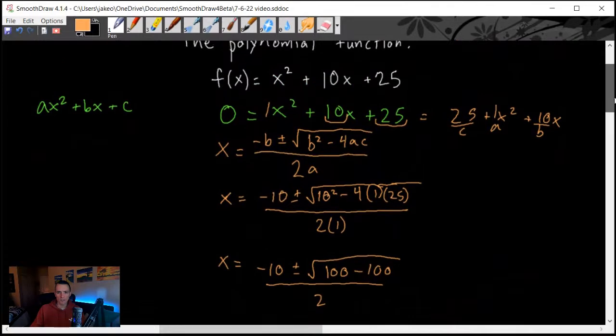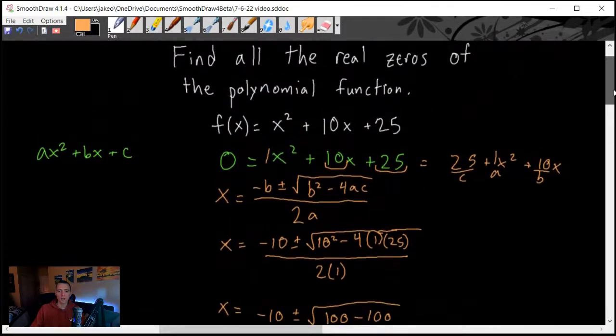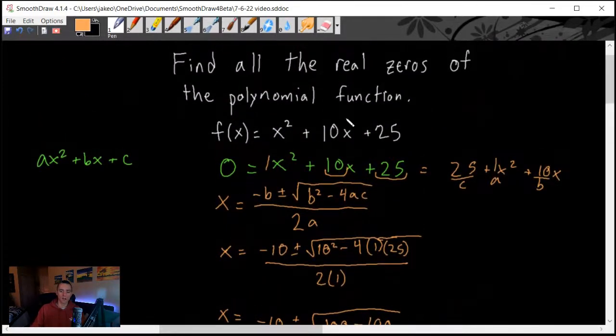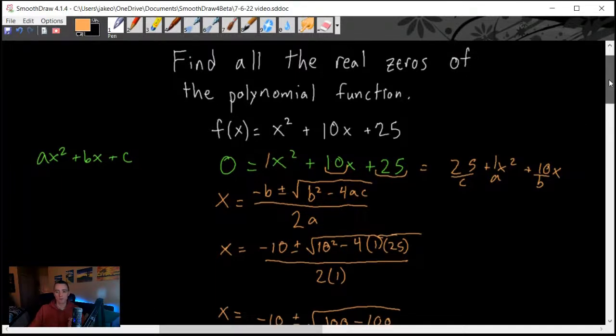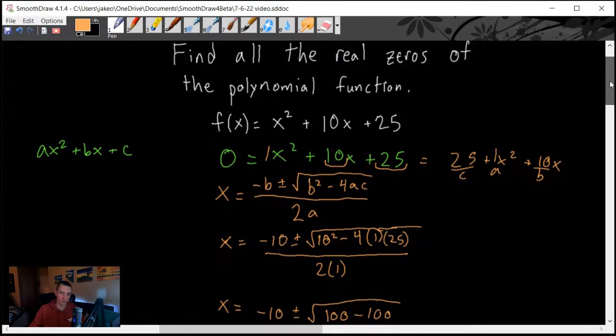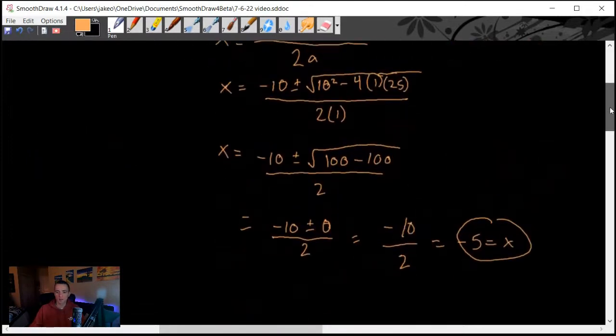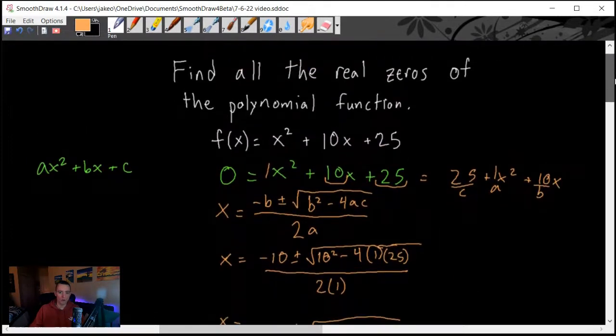Now, really what that tells you is that this quadratic that we had here, this equation, the vertex is on the x-axis. If the vertex of a quadratic is on the x-axis, that tells you that that one vertex is the only point that hits the x-axis. So there's not going to be two roots when that happens. There's only going to be the one, which is the vertex. So that's the 0 of that polynomial function.